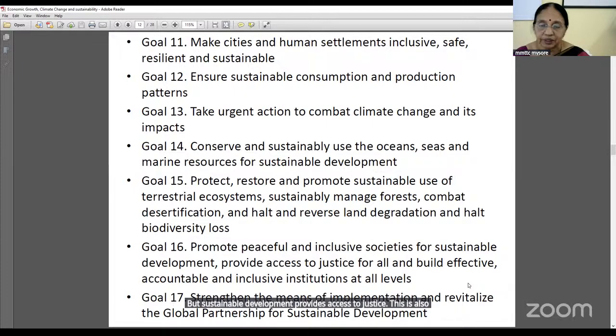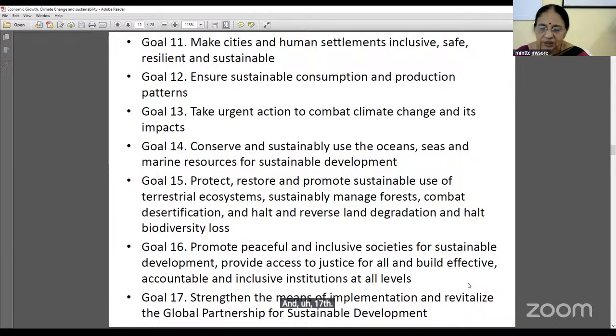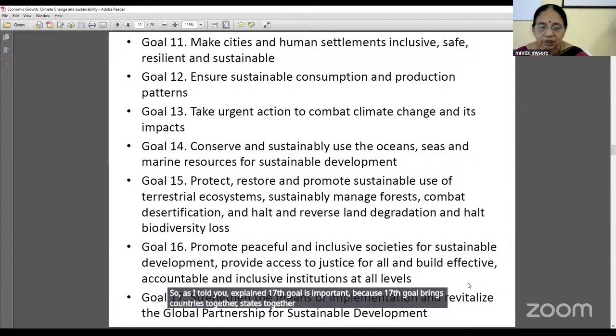This is also very important. You may have everything in the country, but if you don't have proper justice systems and institutions in place, your development has no meaning. So goal 16 focuses on what are called inclusive societies, peaceful societies. And the 17th I have already explained: strengthen the means of implementation, revitalize the global partnerships. As I explained, the 17th goal is important because it brings countries together, states together, for sustainable development.